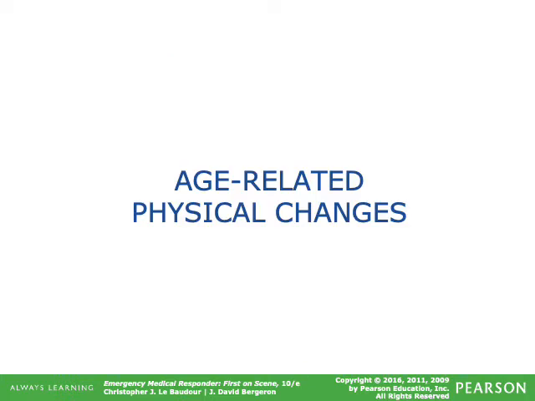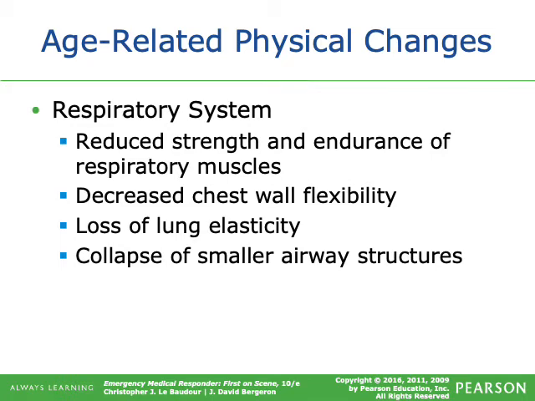All right, age-related physical changes. Respiratory system, you're going to have reduced strength and endurance of respiratory muscles, decreased chest wall flexibility, loss of lung compliance or lung elasticity. Collapse of the smaller airway structures is common. All right, so what major lifestyle choice can help keep the respiratory system healthy? Never start smoking or quit smoking. That's the single most important lifestyle choice that you can make.